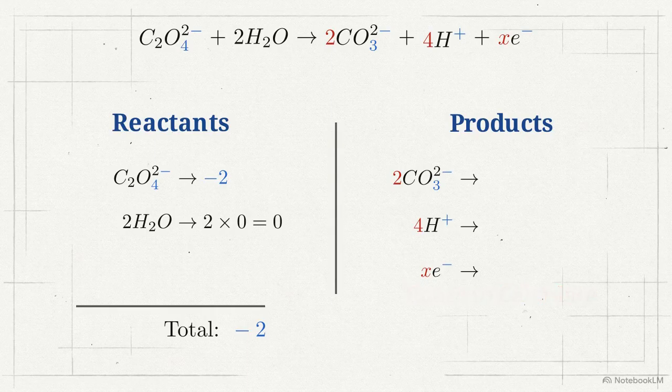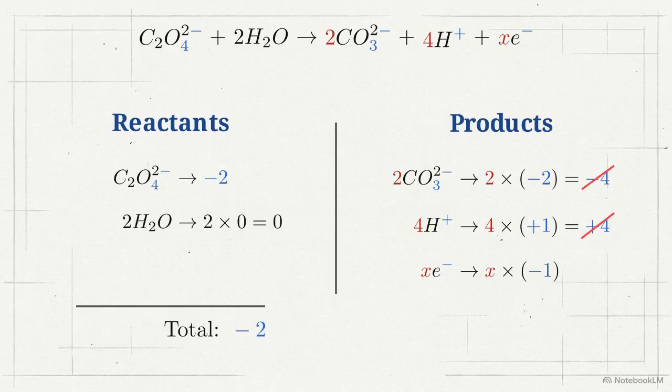Here is the correct step. We multiply the large coefficients by the polyatomic ionic charges. 2 times -2 gives -4. 4 times +1 gives +4. Those two values cancel each other out entirely to equal 0. The only charge left on the right side comes from our unknown electrons. X times -1 is -X.